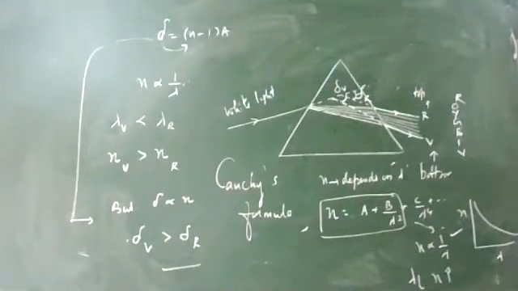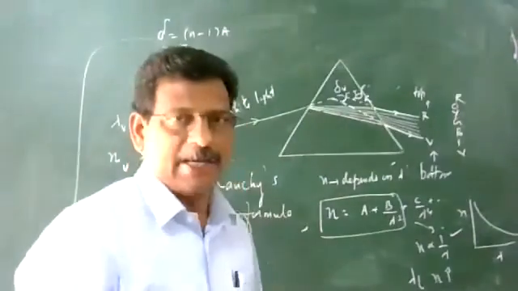Okay, we have plotted this graph earlier also. So this is the exact equation: n equals a plus b by lambda square, and n is inversely proportional to lambda square. Just remember that, the n and lambda graph. Thanks.